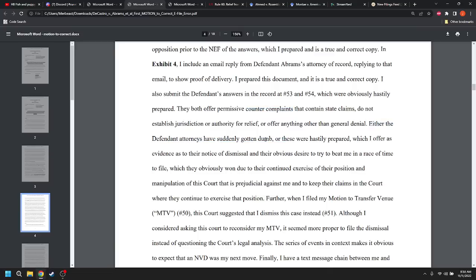"Either the defendant attorneys have suddenly gotten dumb." You shouldn't accuse people of getting dumb. Gotten dumb. Ooh, that just irritates me. "Or these were hastily prepared, which I offer as evidence as to their notice of dismissal, which I offer as evidence as to their notice." They did not file notice of dismissal. Am I lost? Hold on a second. "Which offers."